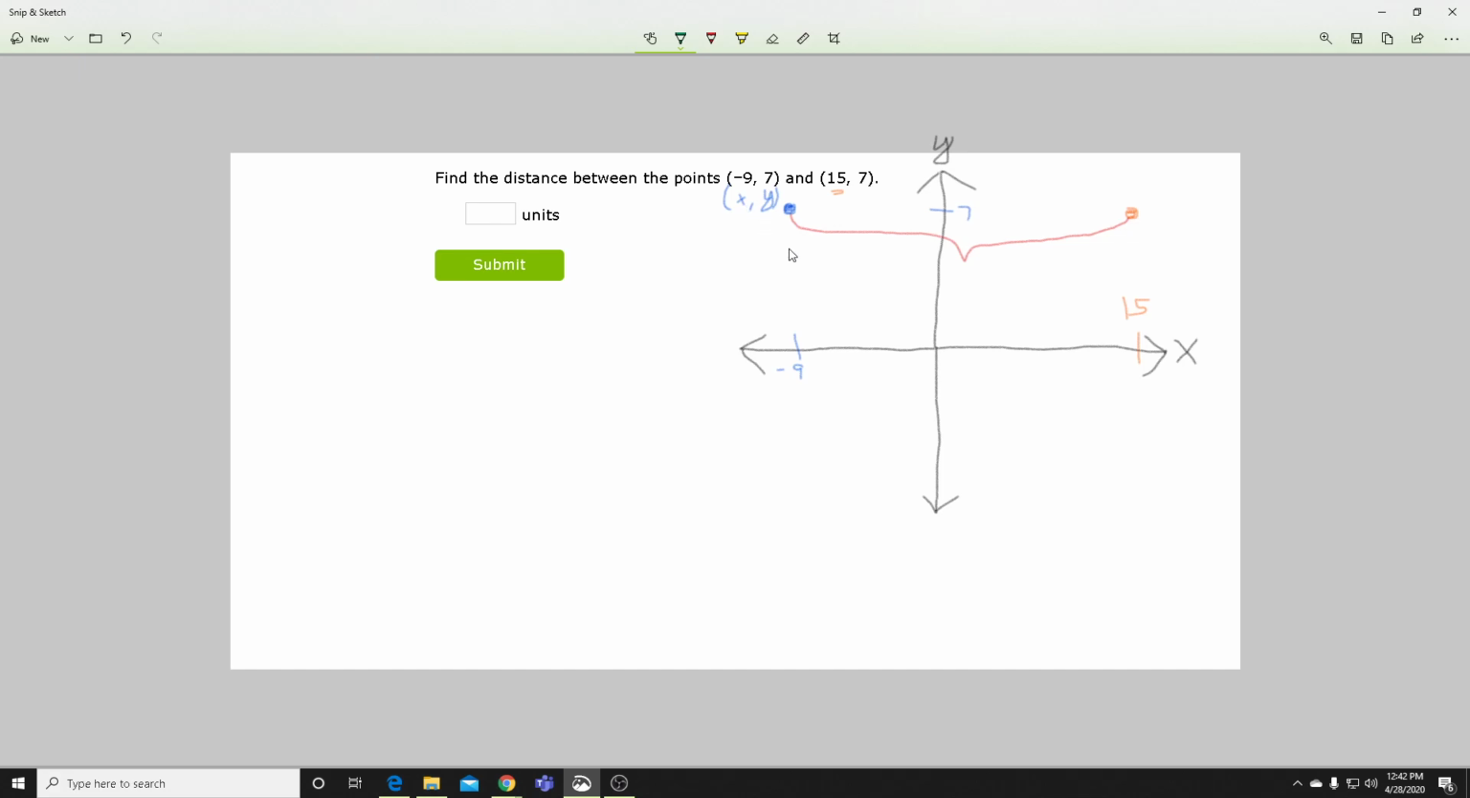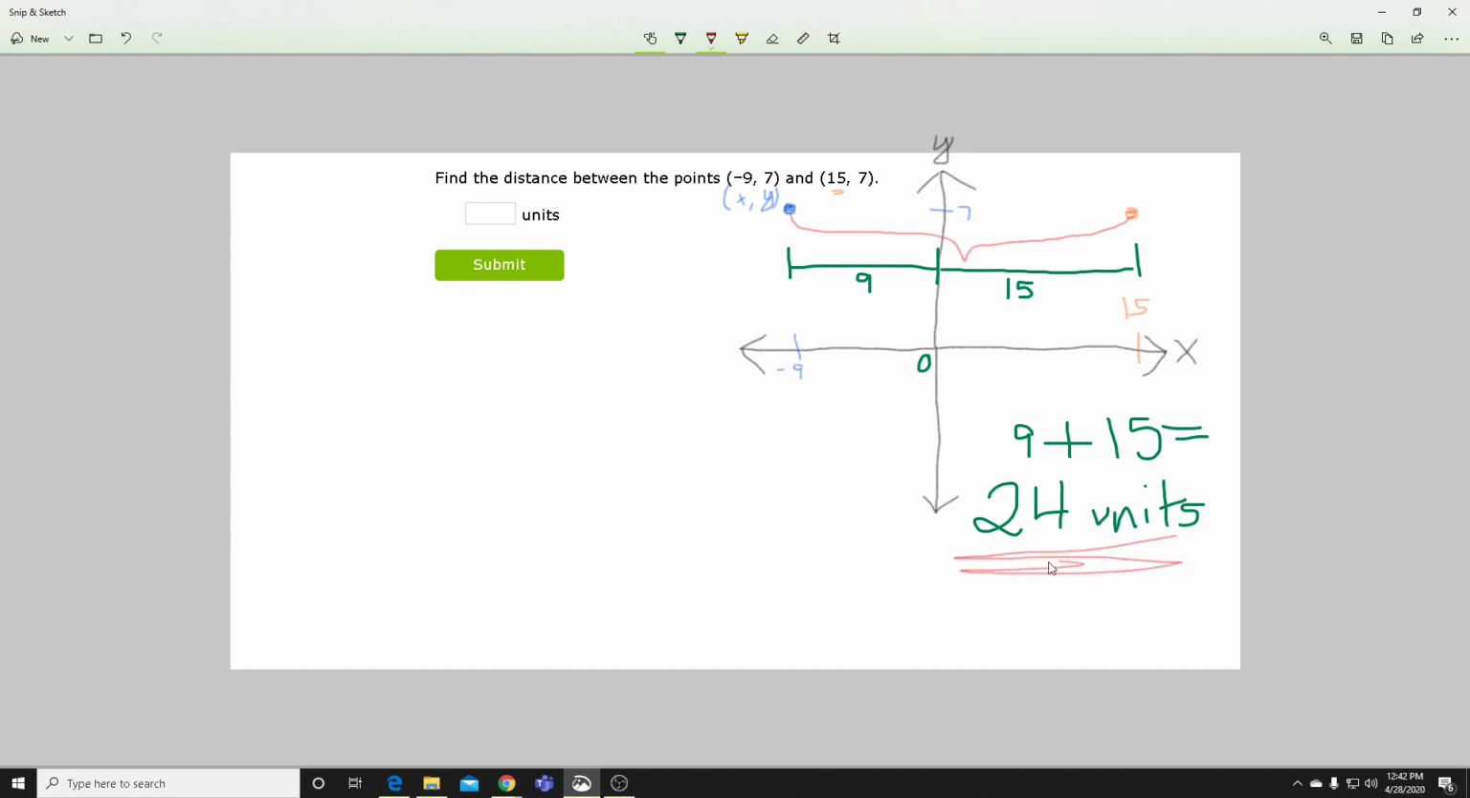So one way you can do this is we can think about, well, from here to here, from negative 9, 7 to the y-axis, it'd have to be 9 units. And then you think about from here to here, because we know this is 0. We know from 0 to 15, well, there'd have to be 15 units in between. So we know that the distance from the blue point to the orange point would be the sum of these two distances. So it'd be 9 plus 15, 24 units. Okay, so that'd be your final answer there.